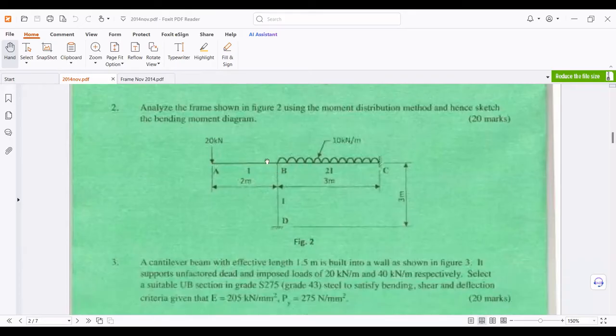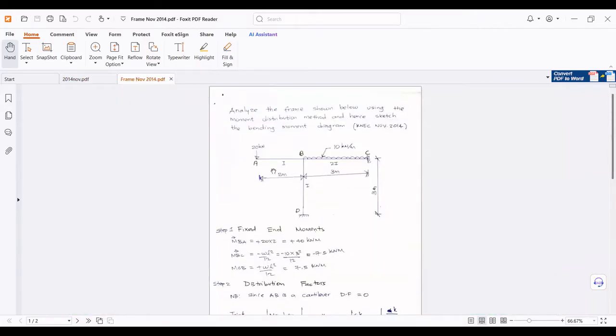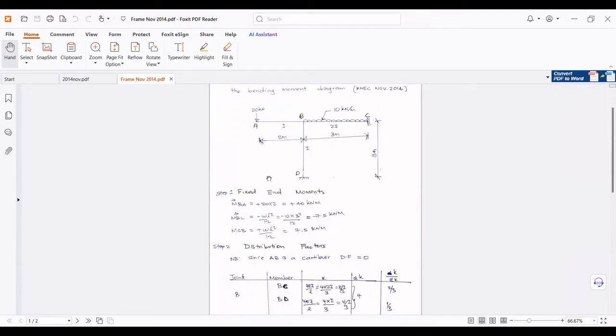Look at this question. AB is a cantilever, 2 meters. The moment of inertia is I. BC is 2I, 3 meters, and has a UDL of 10 kilonewtons per meter. BD has no loading, but has a moment of inertia of I. And the length of BD is 3 meters. So I've already calculated the question, so I'll go step by step into explaining how I've arrived at the answer.